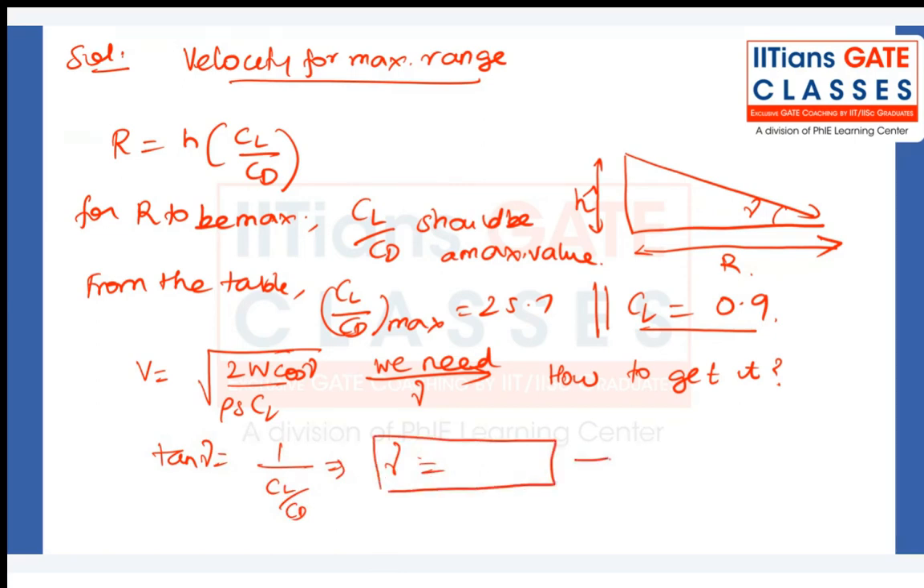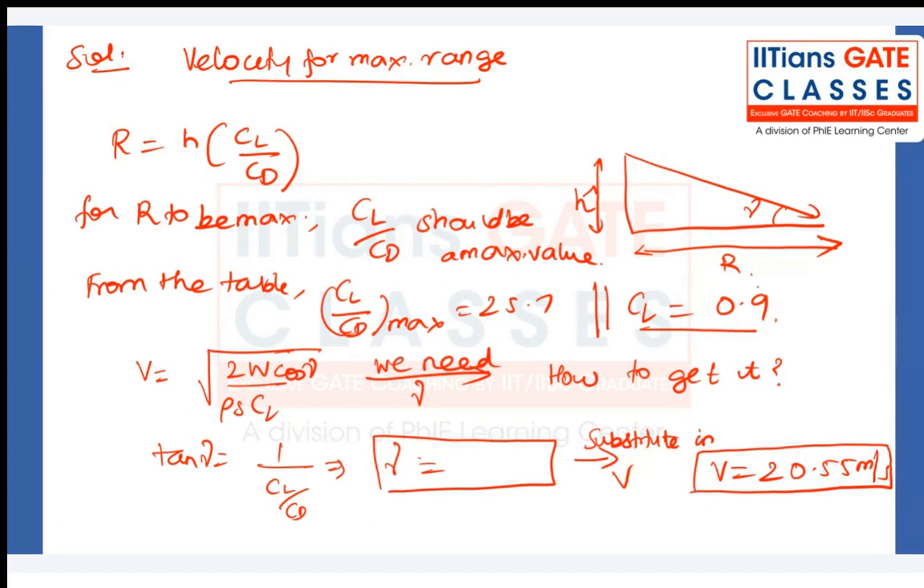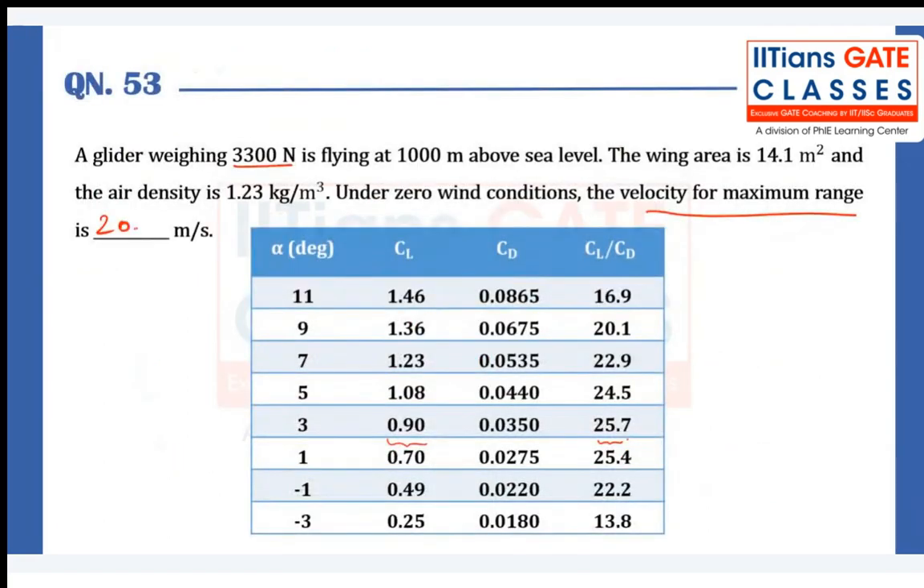Let's keep that as such and substitute it into the velocity, and you will get the velocity as 20.55 meter per second. This is the velocity with which the glider has to fly so that it achieves maximum range. So I just write that in the blank: 20.55 meter per second. Fine, guys. I hope you don't have any doubts in this.